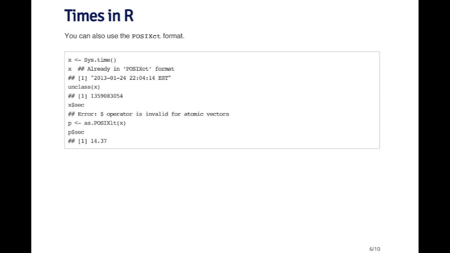The POSIXct format, you can also get it from the Sys.time function, and you can see that if I unclass this POSIXct object, I get this very large integer because that's just the number of seconds since January 1st, 1970. Now, if I try to apply the list operator, the $, to this object, you'll see I'll get an error because objects of POSIXct don't have these list elements in them. If you want to get those list elements out, you have to convert it to POSIXlt using the as.POSIXlt function. Then I can get the seconds out. In this case, it's 11.88 seconds.